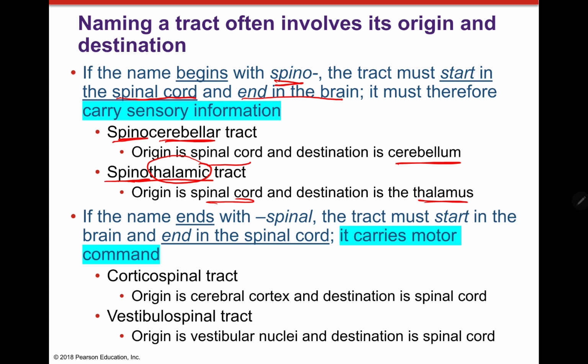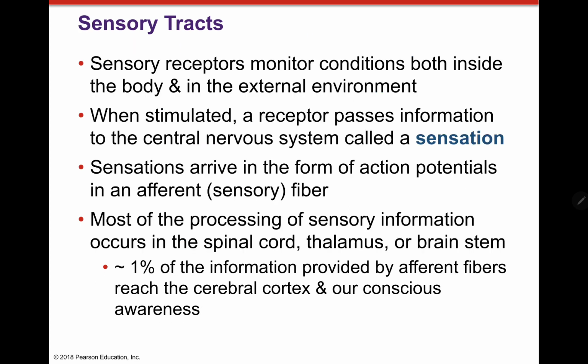Now, if the name ends with spinal, the track must start in the brain and end in the spinal cord. Therefore, it must carry motor information. For example, the corticospinal tract, originating in the cerebral cortex and ending in the spinal cord, or the vestibulospinal tract, originating in the vestibular nuclei and ending in the spinal cord. So we have two types of tracts we mentioned, sensory and motor.